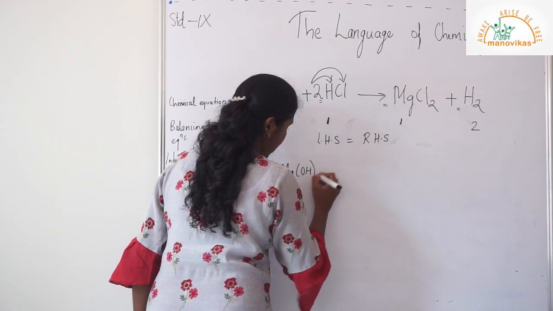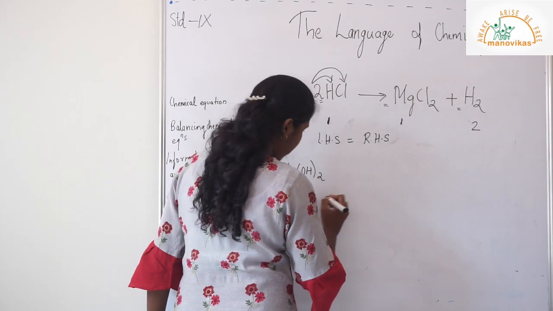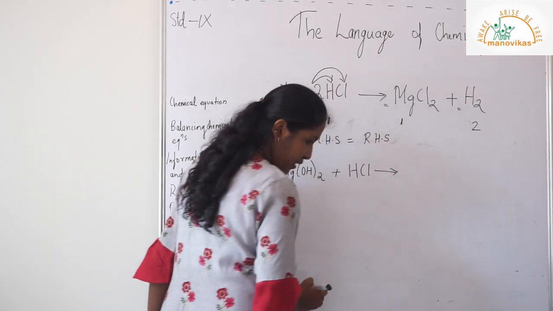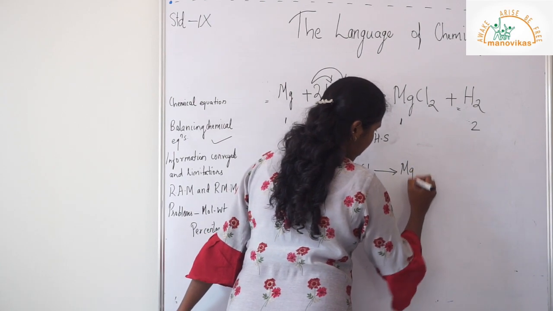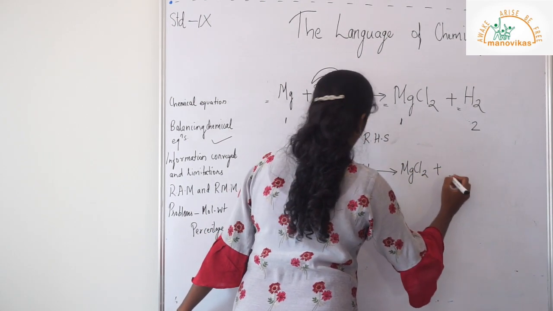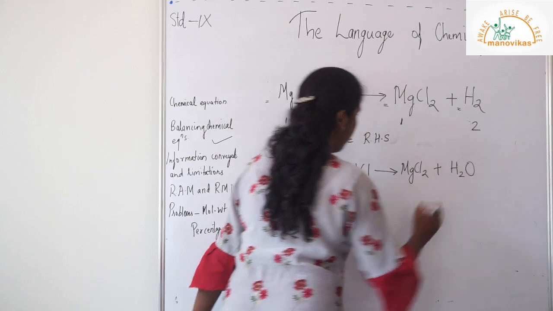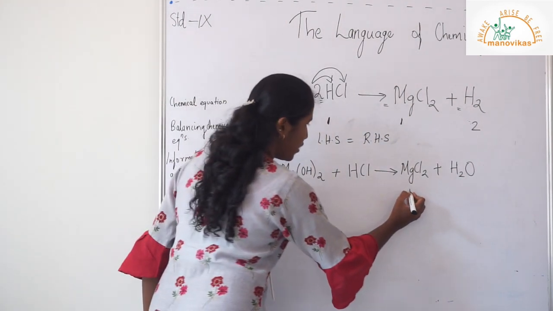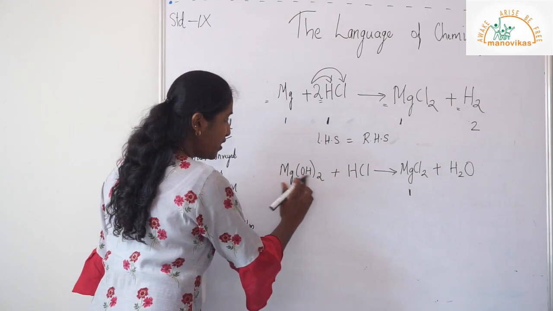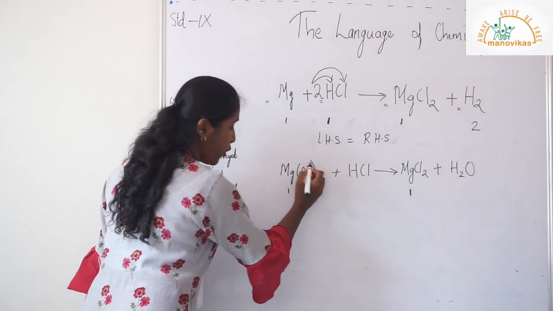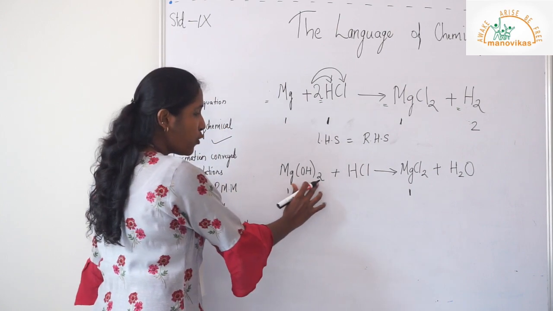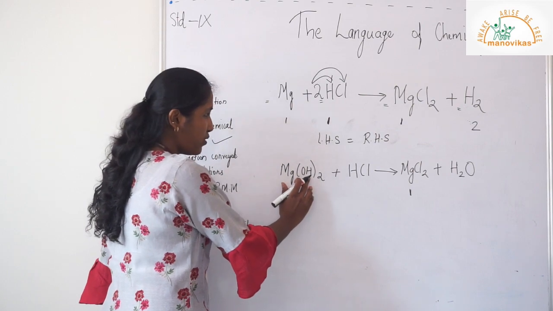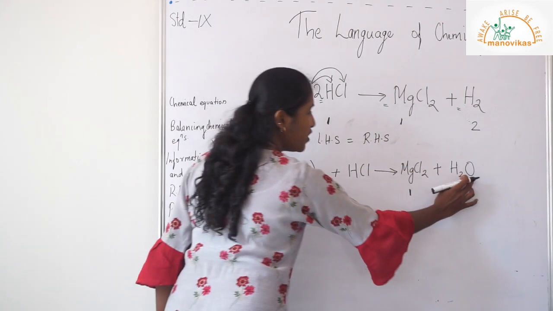You have Mg(OH)2 plus HCl gives MgCl2 plus H2O. Now let's try and compare. Mg is 1, here also it is 1. Oxygen is 2. Whatever is written outside the bracket, that 2 is applicable for both, that is for oxygen also, for hydrogen also. Oxygen is 2, so here oxygen is 1.